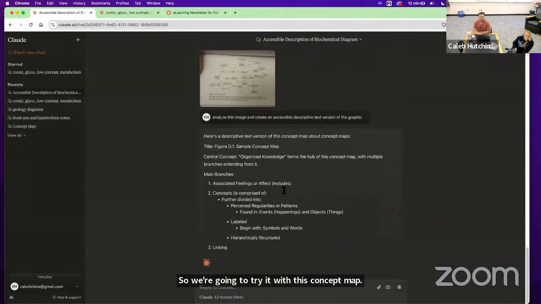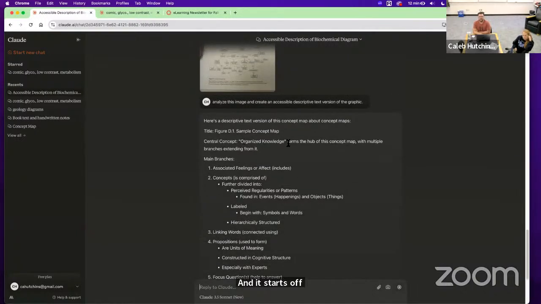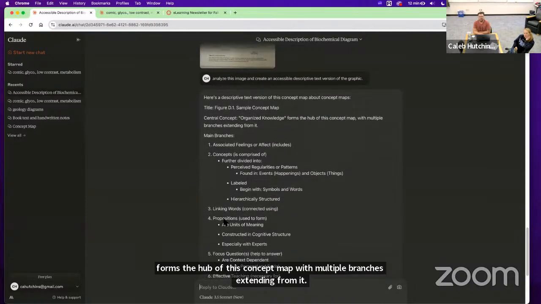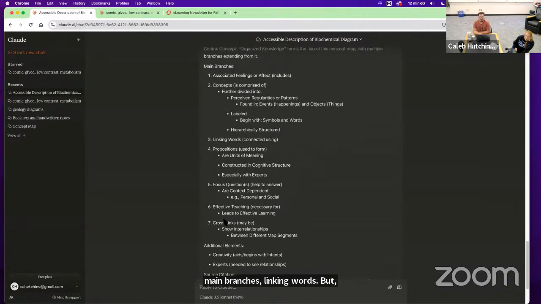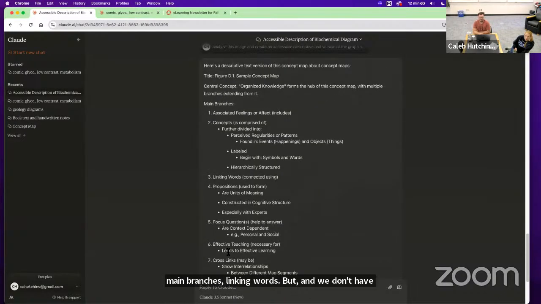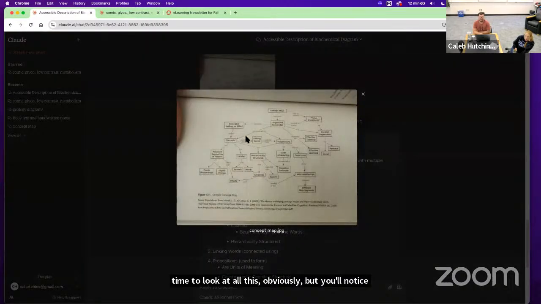And it starts off kind of good. The central concept, organized knowledge, forms the hub of this concept map with multiple branches extending from it. Main branches, linking words. And we don't have time to look at all this, obviously, but you'll notice that this doesn't seem very large compared to the complexity of that image. And in my testing, it only catches about half of this concept map. It just kind of gives up halfway through and doesn't do the rest of it.